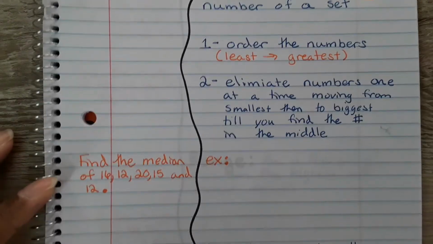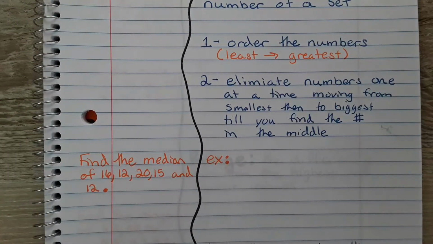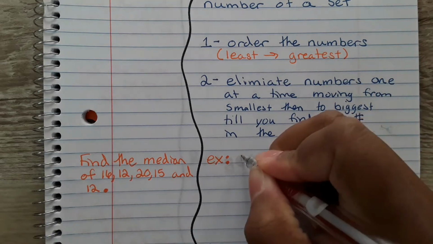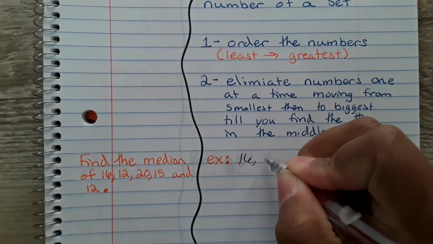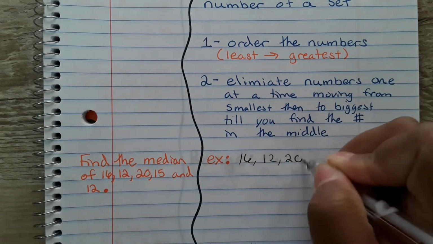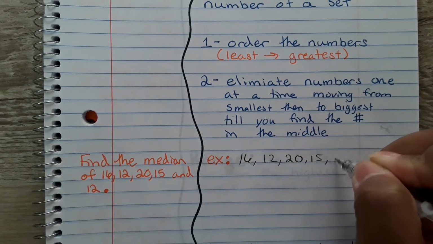So, first example, go ahead and pause the video so you can write it down, because clearly I already did the writing, and then rejoin me. Here we go. We're going to find the median of 16, 12, 20, 15, and 12. So that's our set of numbers. So I'm going to start by writing those out. I said 6, I meant 16. So we have 16, 12, 20, 15, and 12.